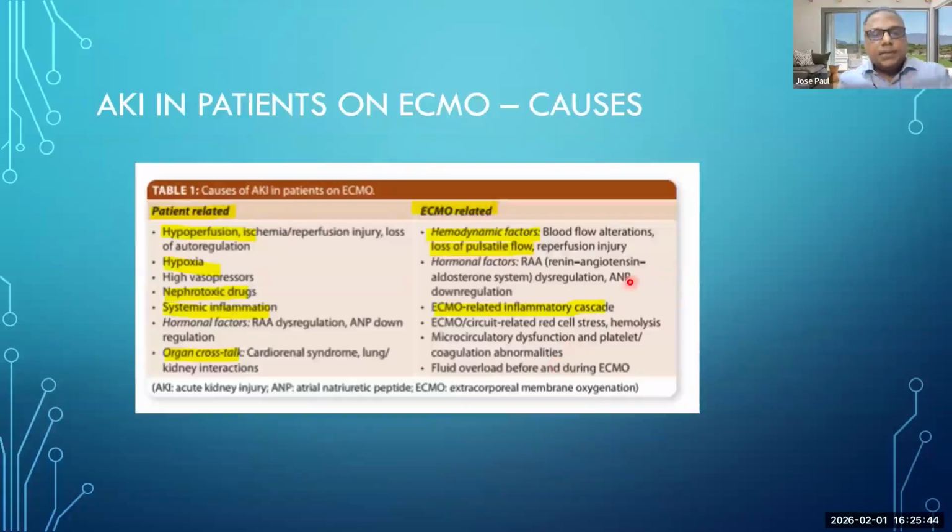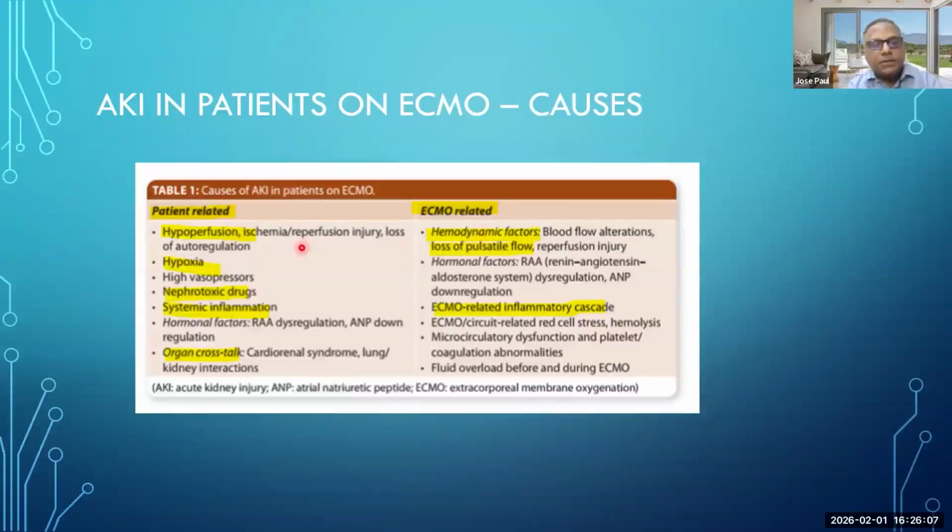Now coming to the second part of my talk. These patients usually develop acute kidney injury, even though their renal functions were normal at the onset when you put the patients on ECMO. The causes of acute kidney injury in patients on ECMO can be broadly classified into 2 categories. One is the patient-related causes, the other is ECMO-related causes.